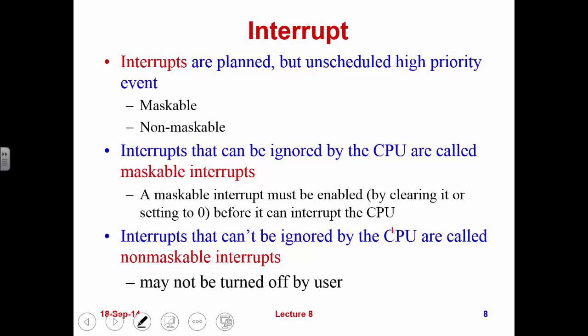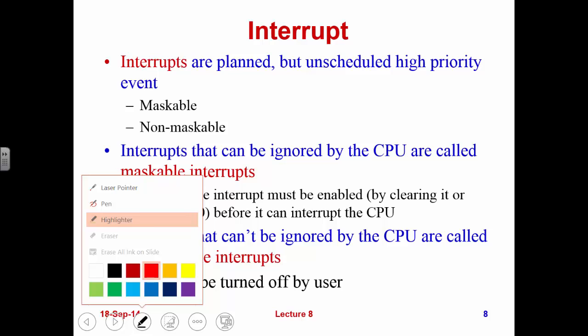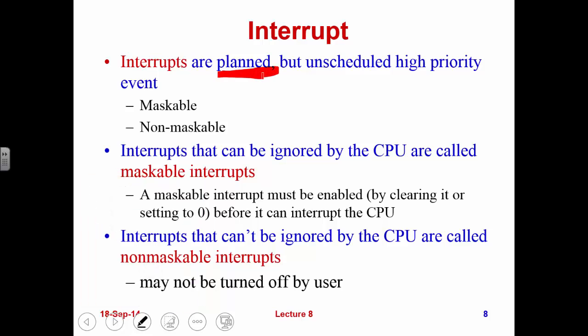Now, interrupts are planned but unscheduled high priority events. It's a type of event, and the CPU knows what to do and how to take care of it, so it's planned. But you don't know when it will happen, so it's unscheduled. If you know the schedule, then it's easy. Also, make sure it's high priority, because as mentioned, it's something more important than what you're doing now. Yes, it's a planned but unscheduled high priority event.